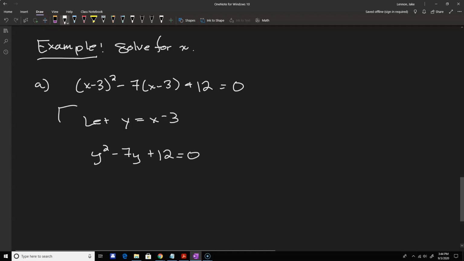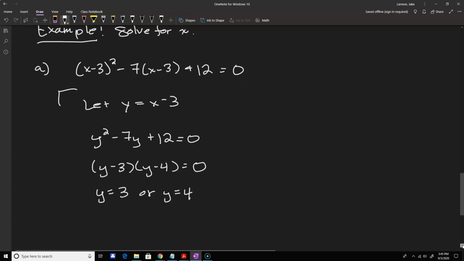Then this is one of our quadratic equations that factors into two binomials. We just need two numbers that multiply to positive 12, but add to negative 7. So we get (y minus 3) times (y minus 4) equals 0. So y equals 3 or y equals 4. But remember, we're not exactly trying to solve for y. We just use that variable substitution as an intermediate step.